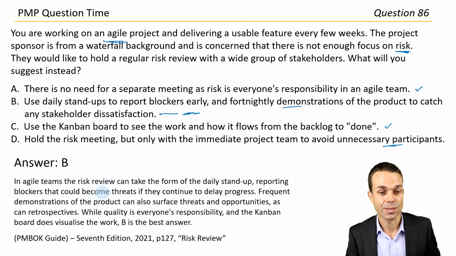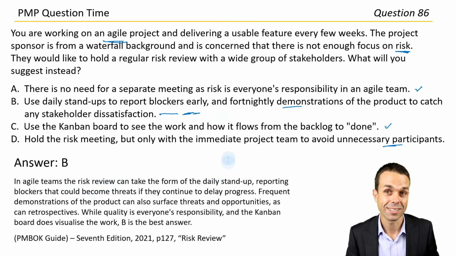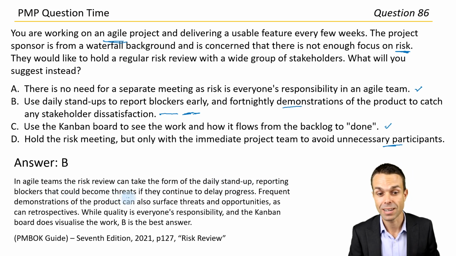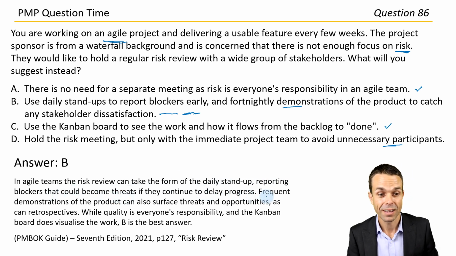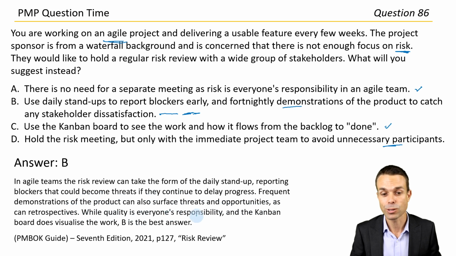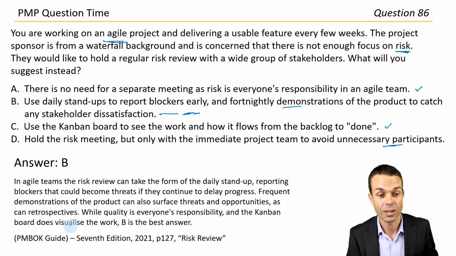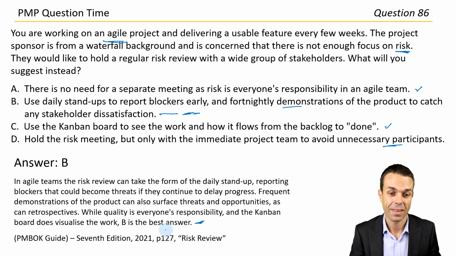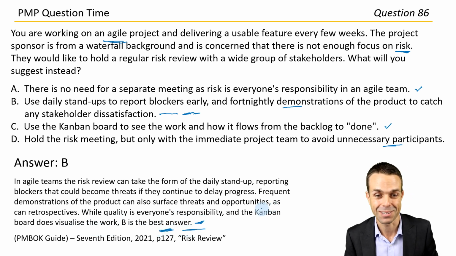In Agile teams, the risk review can take the form of the daily stand-up, reporting blockers that could become threats if they continue to delay progress. Frequent demonstrations of the product can also surface threats and opportunities, as can retrospectives. While quality is everyone's responsibility and the Kanban board does visualize the work, B is the best answer. Page 127 under Risk Review in the PMBOK Guide, 7th edition.